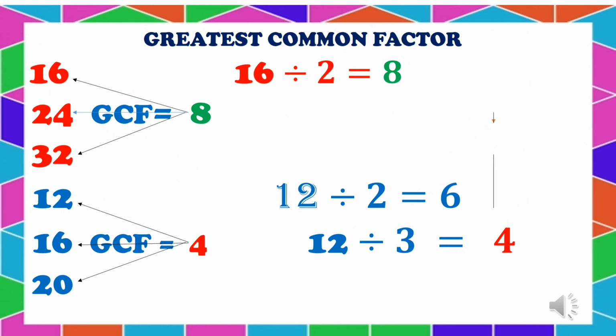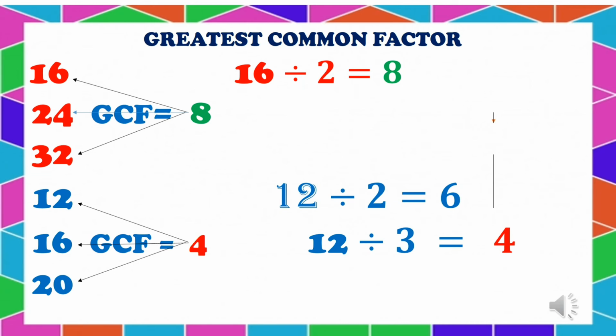Now, 8 is the result, and you can divide 24 by 8. You can divide 32 by 8. So you will now use 8 as your GCF because 8 can divide 16, can divide 24, and can divide 32 exactly without remainder. So you were able to obtain 8 by simply dividing the smaller number.